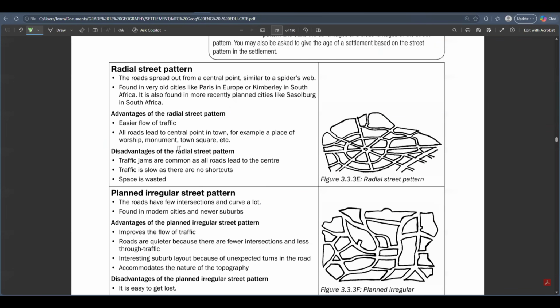So we have got a radial street pattern. This one is a radial street pattern. In a radial street pattern, the roads spread out from a central point, similar to a spider's web. Right? So the roads here are spreading out from a common point. It's just like a centripetal pattern in geomorphology. I'm sure you guys remember a centripetal pattern whereby the rivers are all pouring into one lake. It's a similar pattern. It's known as a radial street pattern. So all of the roads are going towards a common point.